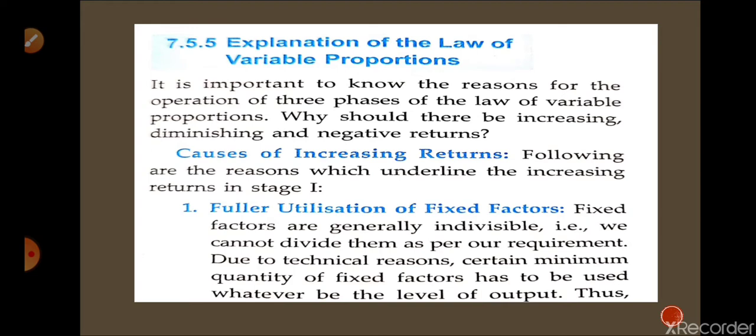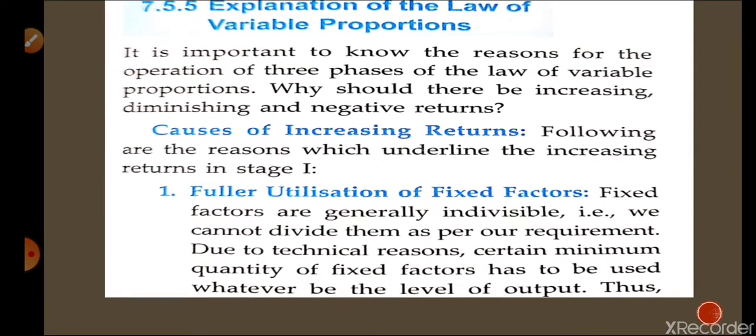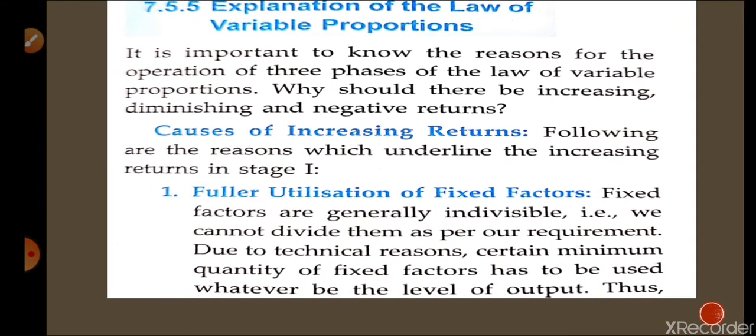So I hope you understood. This is the first and foremost cause for increasing return. Until we go for fuller utilization of resources, we cannot get increasing return. This is the real cause for increasing return in the first stage, because we are increasing the number of workers slowly, and the machines which were not used before are now being used by every additional unit of labor. So production is increasing, or TP is increasing. I hope you understood the first point.